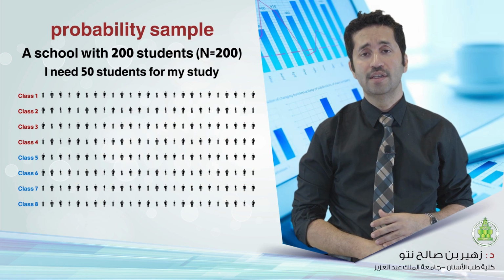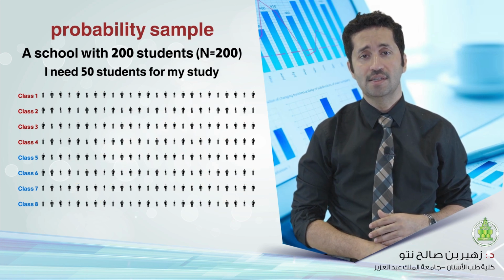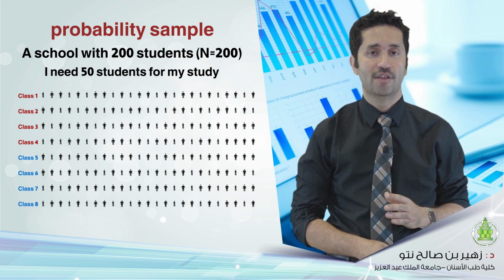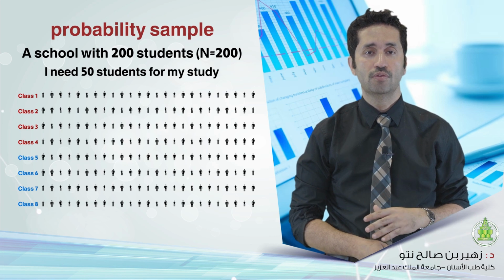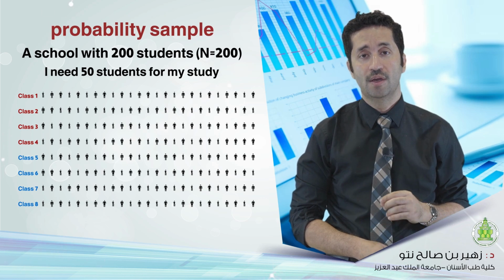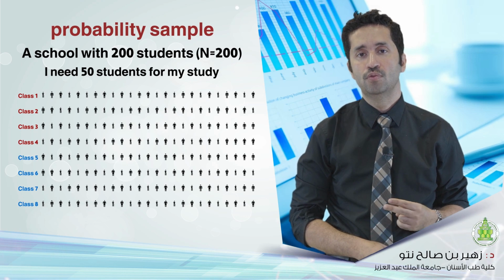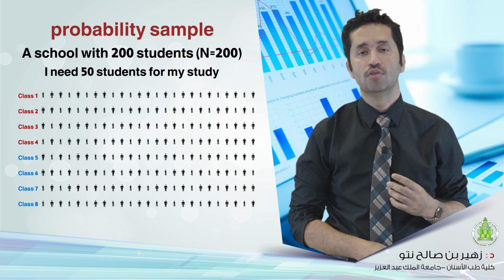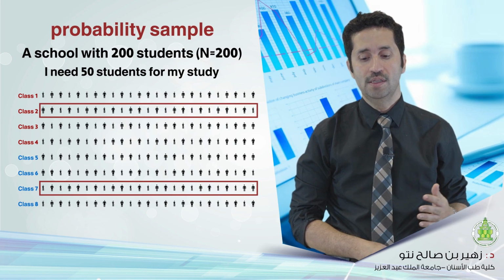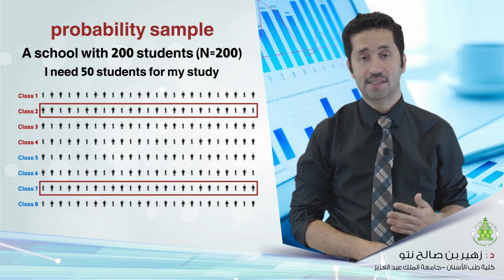The other method here is the cluster sample. In the cluster sample, we're going to use the classes rather than the students. So we're going to take classes rather than students. What we're going to do in this case is give a number to each class from 1 to 8. Then we're going to pick 2 classes because we need only 50. Each class has 25 students. So we're going to pick 2 classes randomly. So out of 1 to 8, it could be class 2 and class 7.